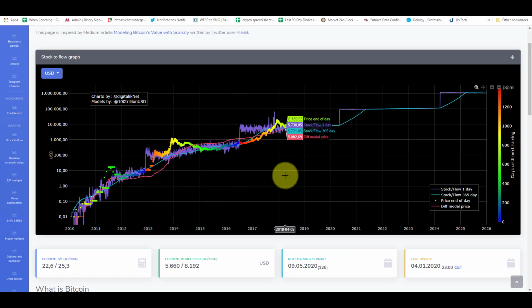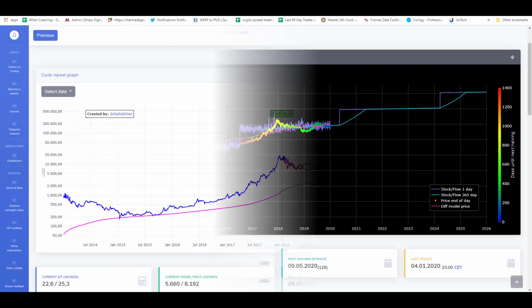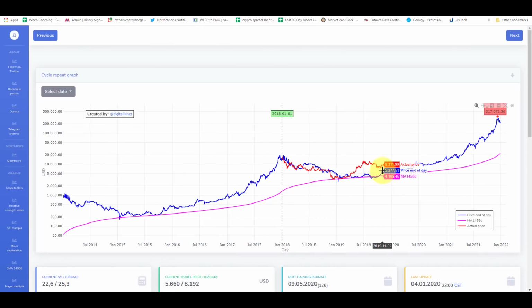So the last thing I want to leave you guys with is a cycle repeat graph. And the cycle repeat graph, I mean, obviously we have caught up to where we should have been. Again, Bitcoin got over its skis compared to what's expected in this cycle. Now it's met up to the expected pricing in this cycle.